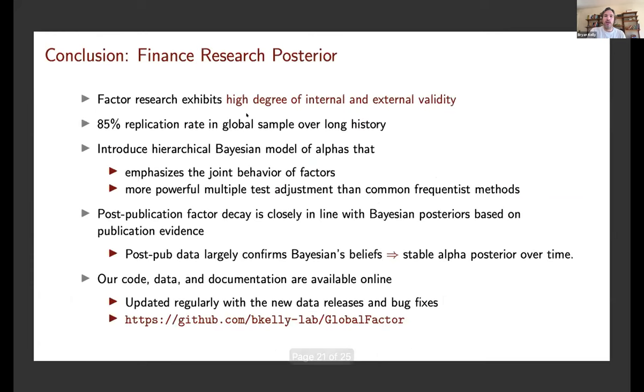All right, now given that I'm running through my time here, I just want to wrap up by saying our conclusion is quite different from this prior literature. And I think it's obviously much less dire than the previous literature has shown. We find that there's a high degree of both internal and external validity of factors showing up in the form of this 85% replication rate. And we also think this idea of hierarchical modeling and empirical Bayes estimation is really well suited for factor research and encourage people to spend some more time looking at that.